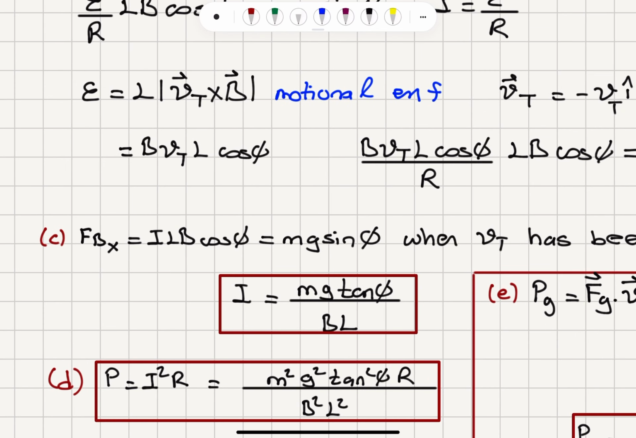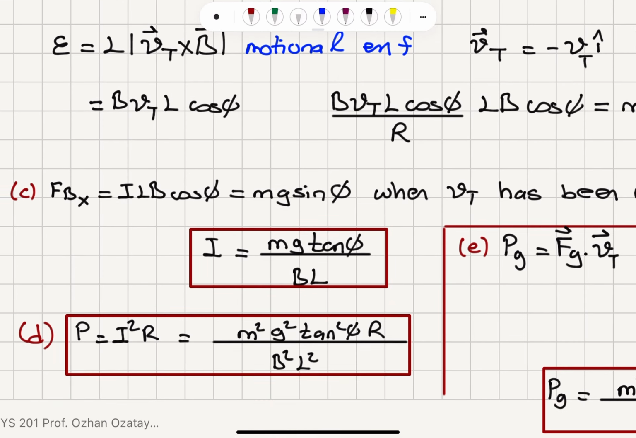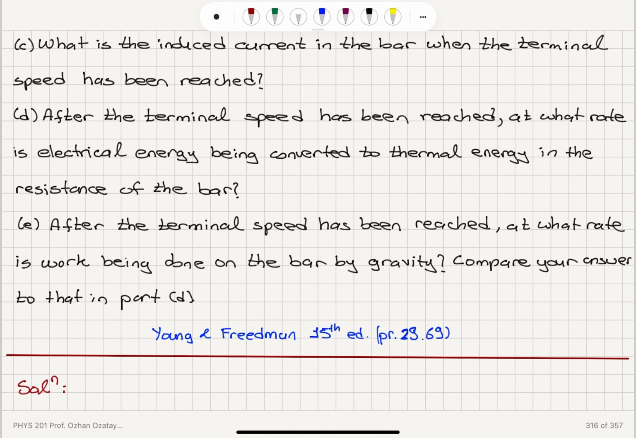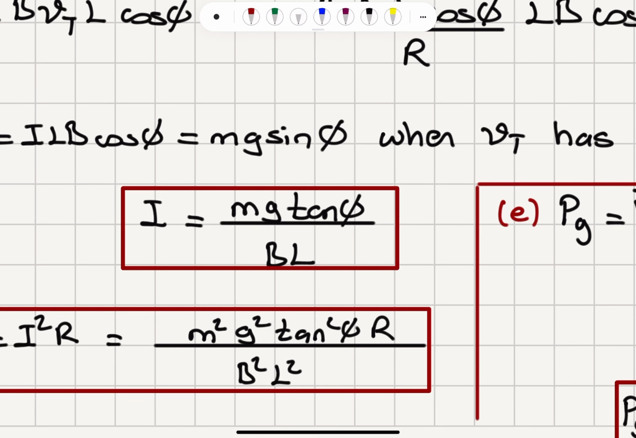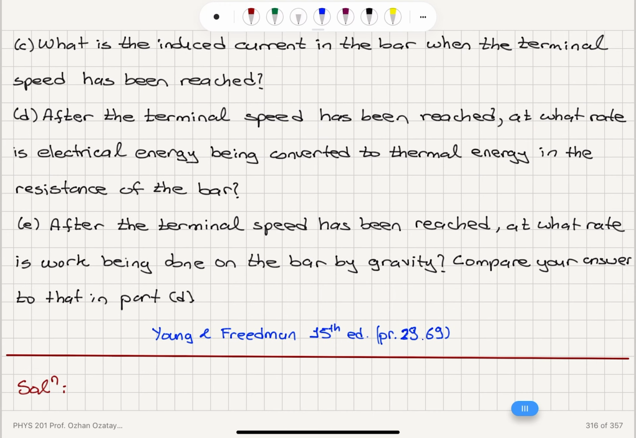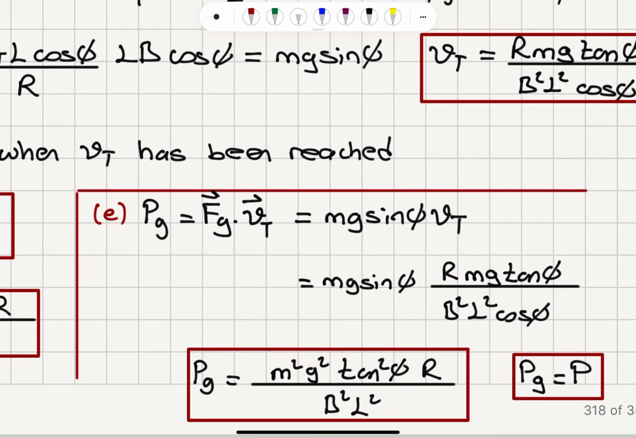And what is the current then? The current is mg sine phi over BL cosine phi from this equation at equilibrium. So I is mg tangent phi over L. The power, basically the rate of energy conversion from electrical energy to thermal energy in the resistance of the bar is I square R, as we have found here. And comparing it to the rate of work being done on the bar by gravity, that is the dot product of force with velocity, we see that it's the same.